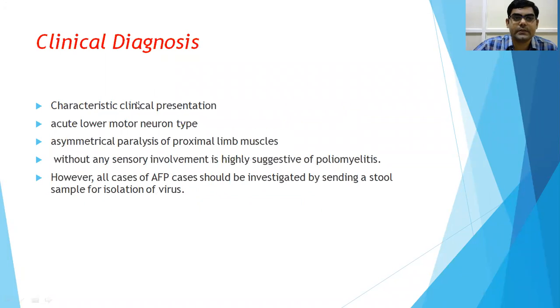So clinical diagnosis: lower motor neuron type, asymmetric paralysis without any sensory involvement. Yeah. So whenever you see any AFP cases, what we have learned, poliomyelitis, GBS, traumatic myelitis, transverse myelitis, hypokalemia, encephalitis, polymyositis. Whenever you are getting any flaccid paralysis, the stool should be sent, okay, for the virus isolation.